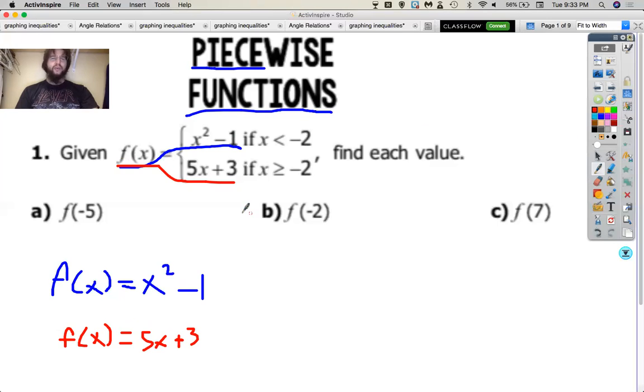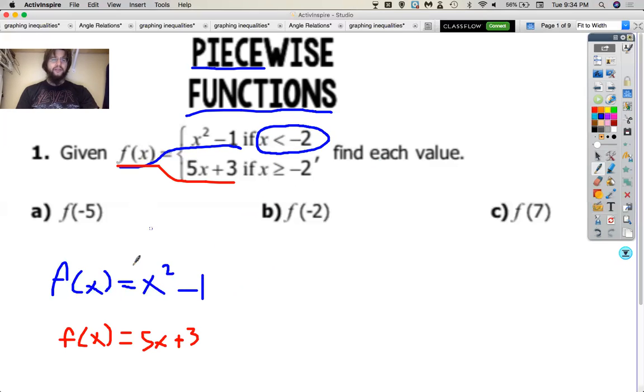So when do we use this piece and when do we use that piece? Well, you might be looking at it like, oh, what's this stuff over here? Exactly, that's when we use it. So if x is strictly less than negative 2, my bad, I read it wrong. We use this guy. So that's when x is less than negative 2.